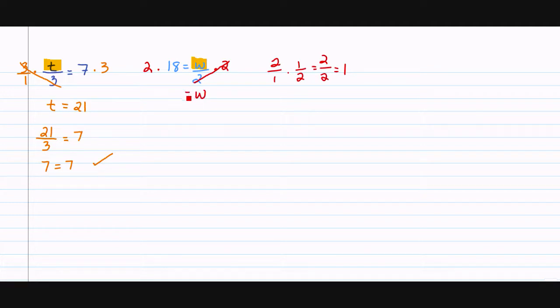And I don't write the 1 in front of a variable. And then 2 times 18 is 36. Go back and plug it in. 18 equals 36 divided by 2. If I solve it, does 18 equal 18? My sentence is still true. Let's go on and do another one.